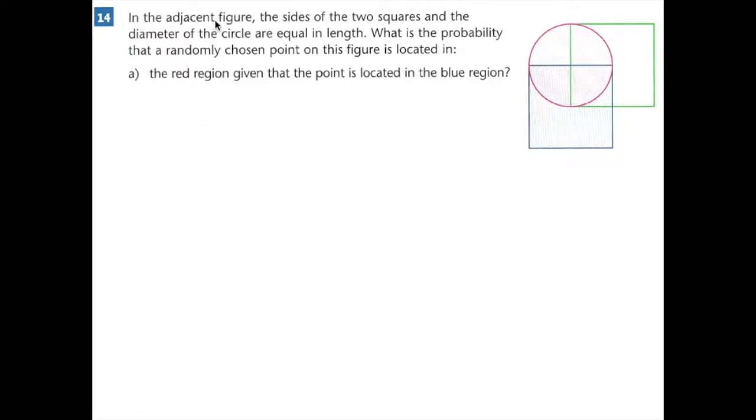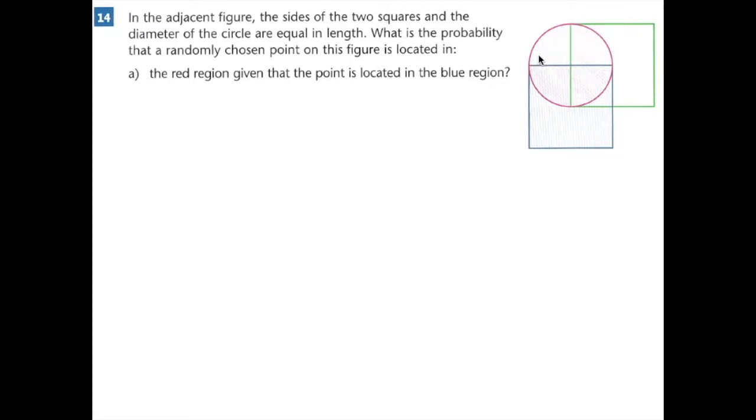Question 14. In the adjacent figure, the sides of the two squares and the diameter of the circle are equal in length. What is the probability that a randomly chosen point on this figure is located in A, the red region, given that this point is located in the blue region? We're randomly picking some point within this object.